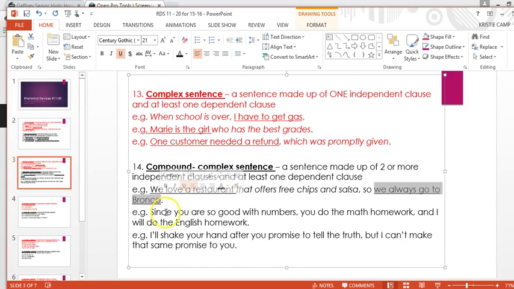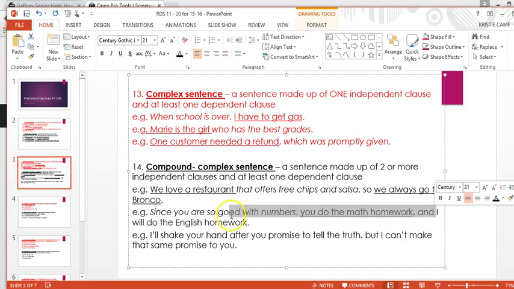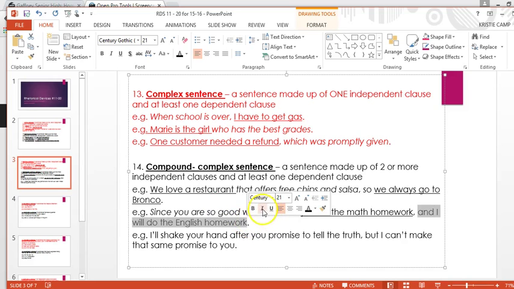Okay, compound complex. Since you are so good with numbers, you do the math homework and I will do the English homework. Since you are so good with numbers is a dependent clause. You is the subject, are is the verb. But because of that since, it makes it a dependent clause. It can't stand alone. You do the math homework can stand alone. That's an independent clause. I will do the English homework. That's a complete sentence. It's an independent clause.